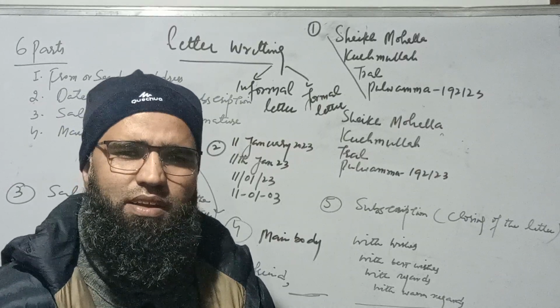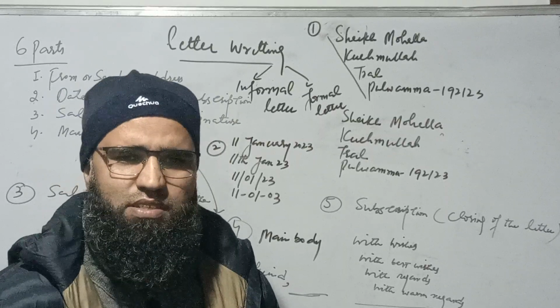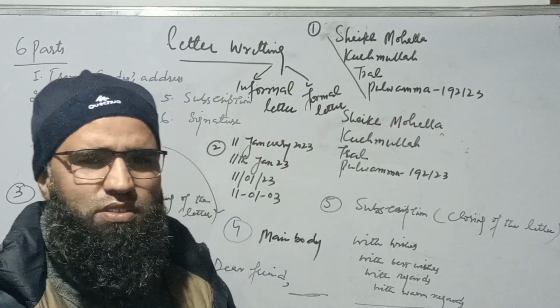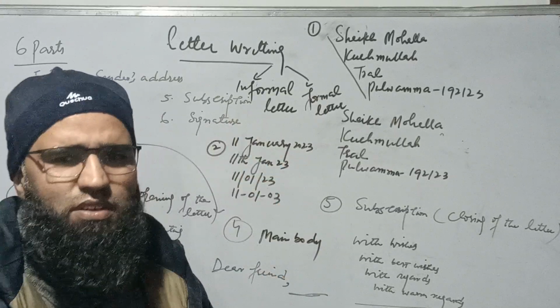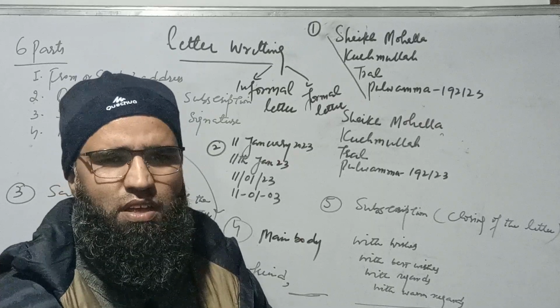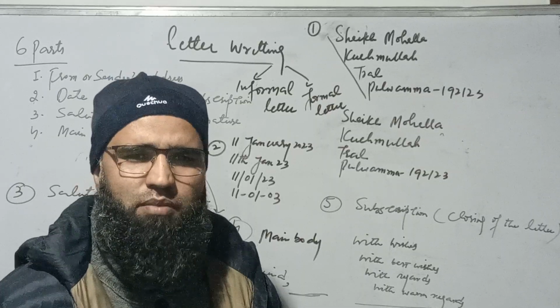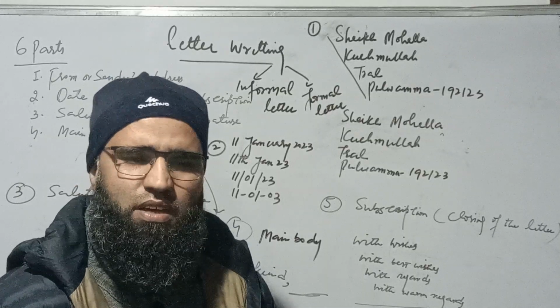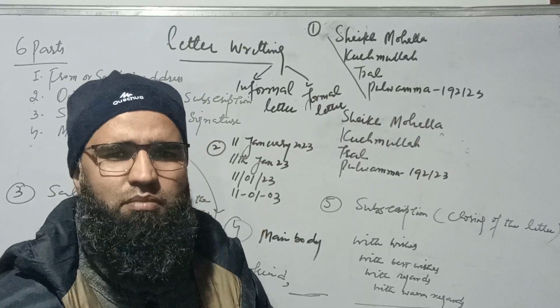So basically, in basic classes we mainly talk about two types of letter: the informal letter and the formal letter. Today in this class we are going to discuss the informal letter. So what is an informal letter? An informal letter is a letter written to friends, colleagues or relatives. Moreover, it can be written to sir or ma'am if you have a private relation or private affairs with the sir or ma'am, then you can write an informal letter to the sir or ma'am.